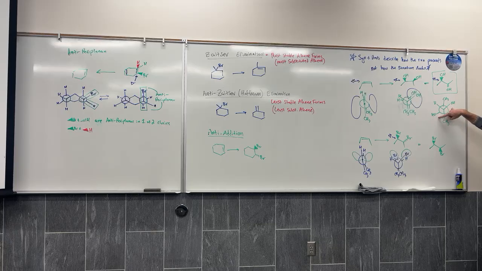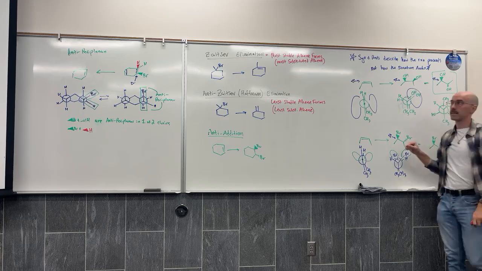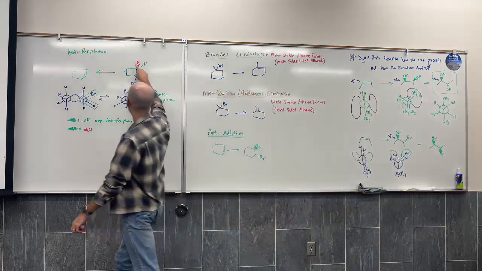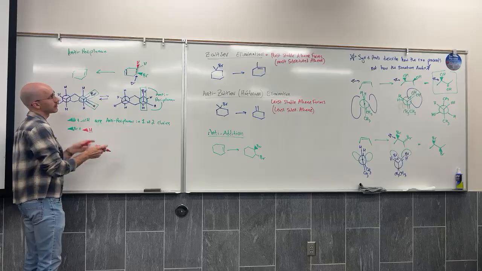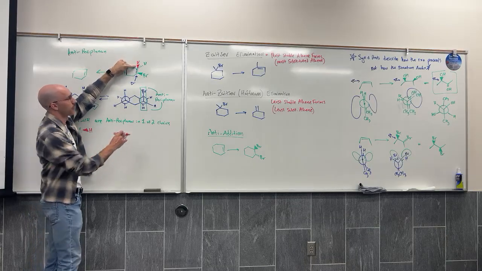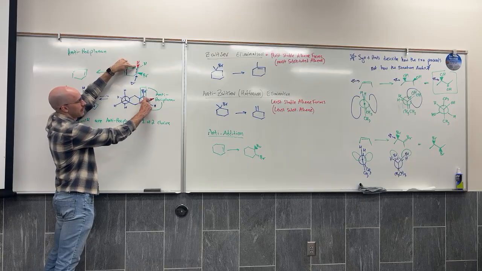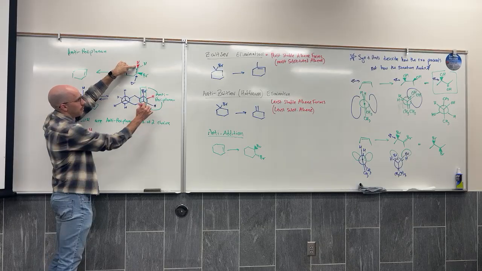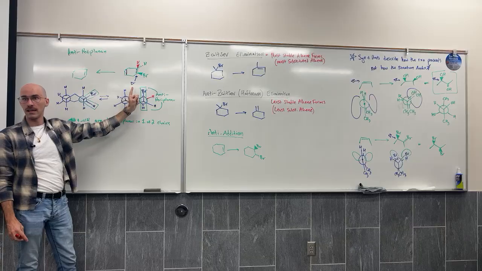Because if it's a linear chain, freedom of rotation means you can always go from two wedged to being one wedged, one dashed. But when you're locked in a chair conformation, you don't have freedom of rotation all the way around. That means that if you're both wedged, then you're always cis. So we turned this hydrogen into the red hydrogen, which would be this guy back here. Is the bromine and the red hydrogen anti-periplanar?